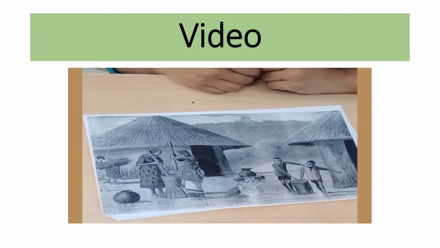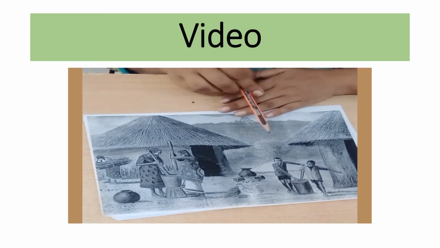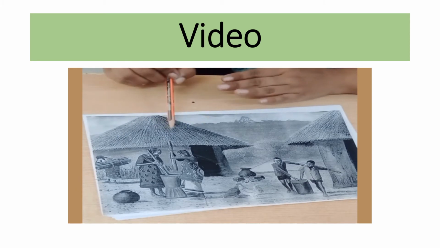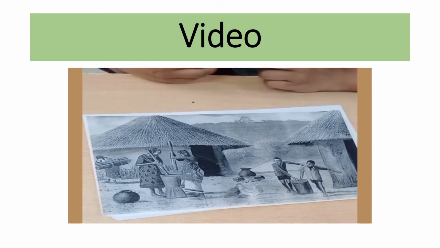Now what is your task? You can create any village scene, city scene, or anything which you can really see. You can create many compositions, many things, many people, objects, houses. You can define it or you can show it. You can create it by your own.